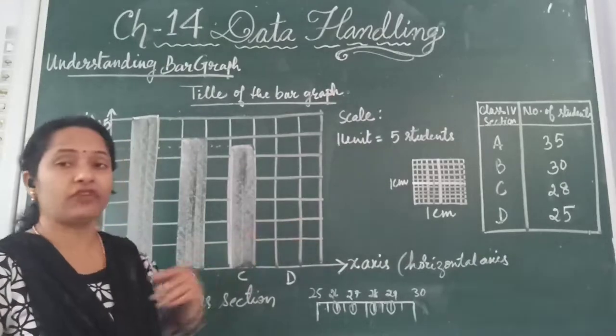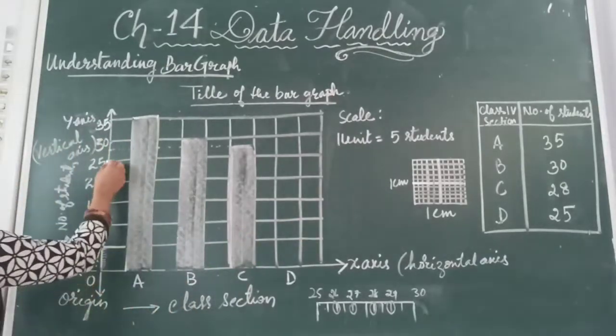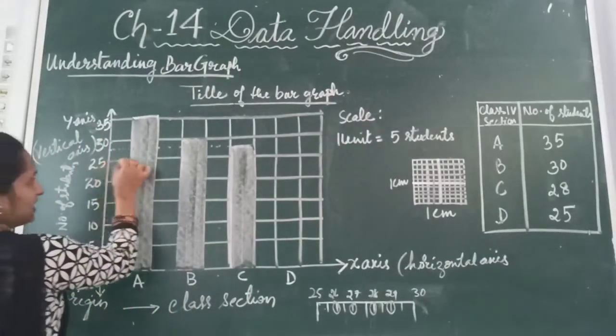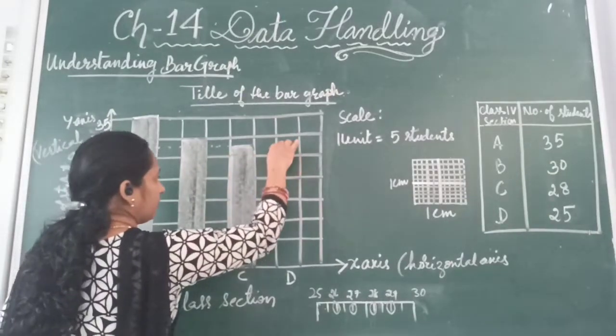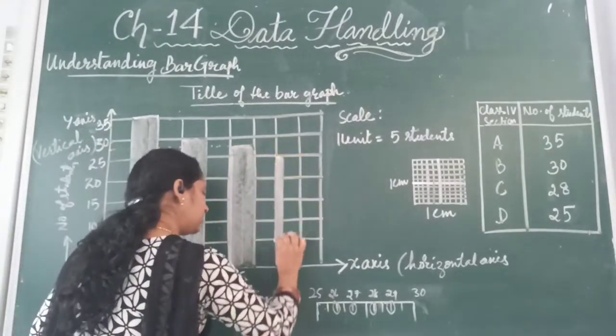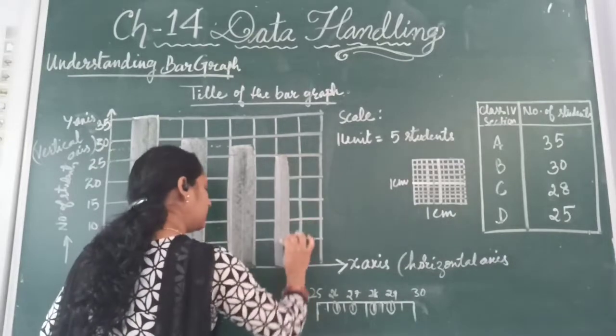Whereas in section D we have 25 students. Which point represents 25? So this is the line where it marks 28 here. So let us draw the bar graph till here.